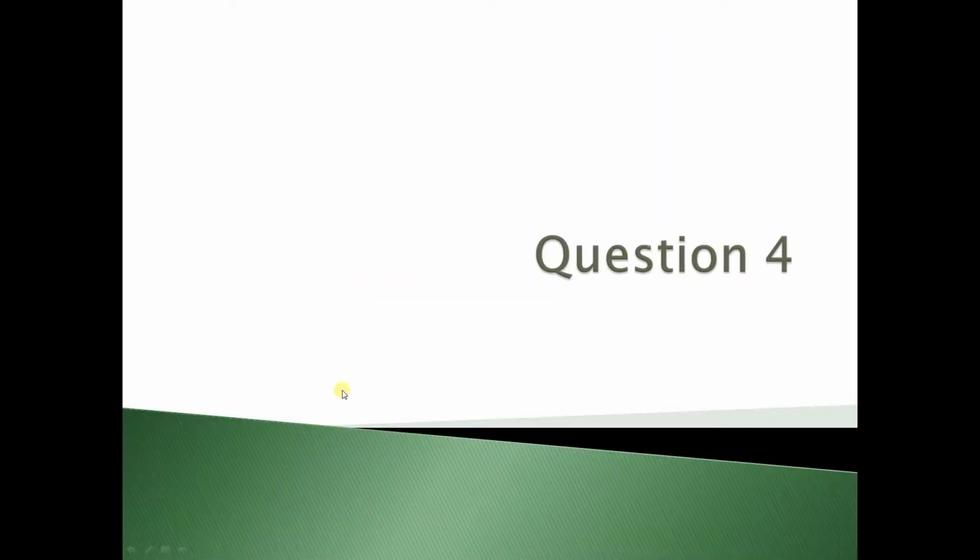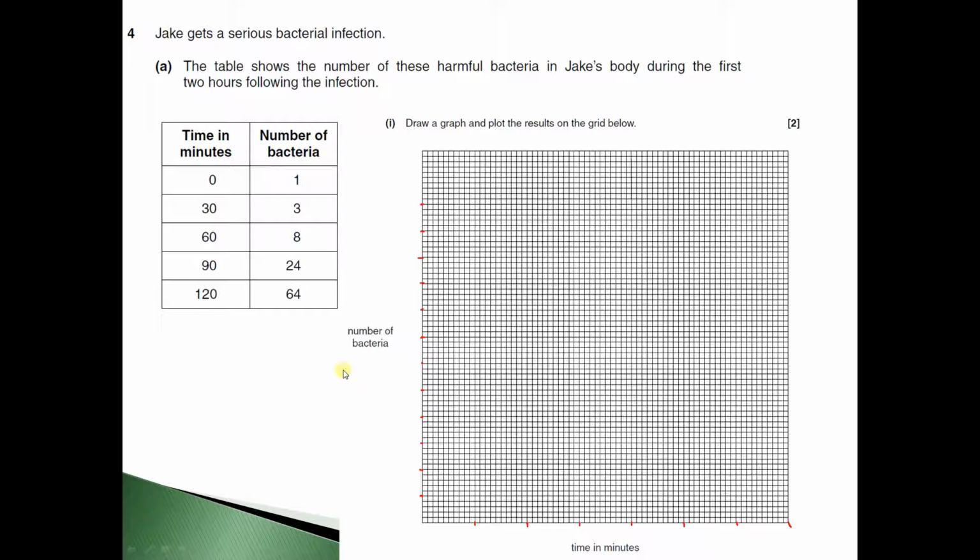Okay, we're on to question number 4. So here we go. Jake gets a serious bacterial infection. The table shows the number of harmful bacteria in Jake's body during the first 2 hours following the infection. Here's the table. Okay, time in minutes, which is on the bottom of my graph paper, and the number of bacteria, which is up my y-axis on my graph paper.